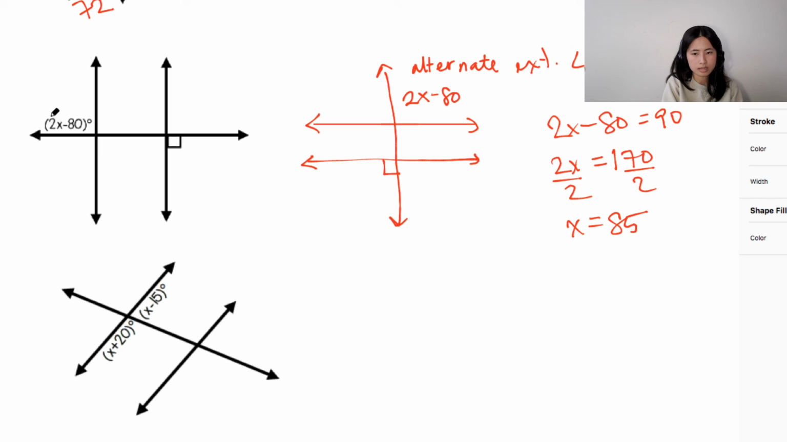So in that case, this is 90 degrees in total, right? But if you were to solve for this whole thing, plug in x, you would have 2 times 85, and this is minus 80, so this is 90. You don't even have to plug in x because you know that if this is 90, it has to be congruent, right? So therefore, this has to be 90 degrees as well.